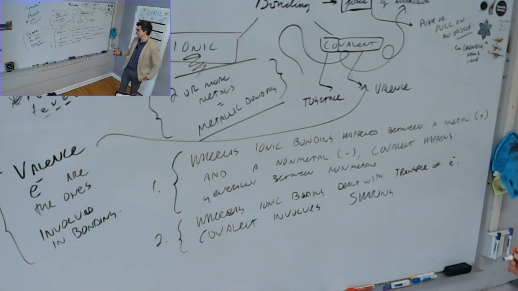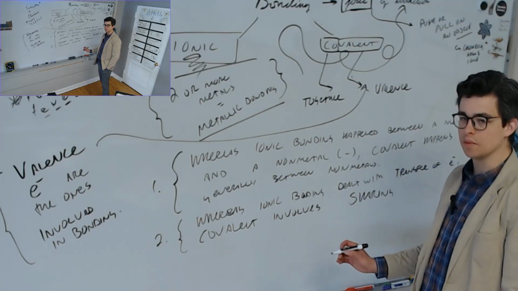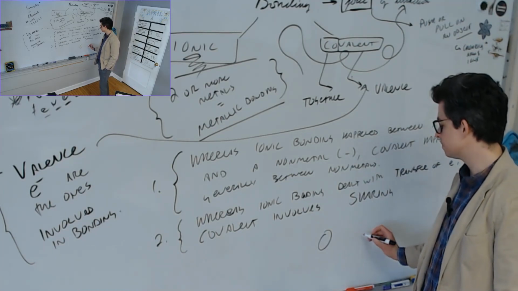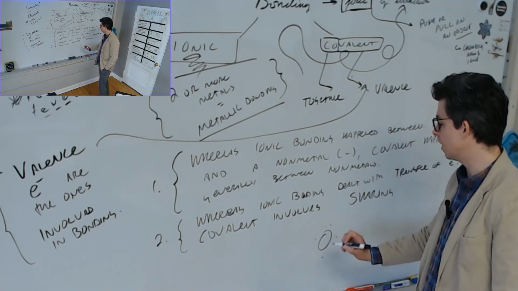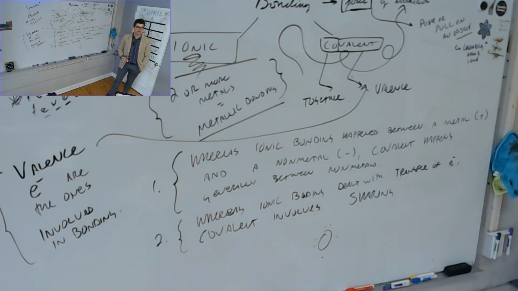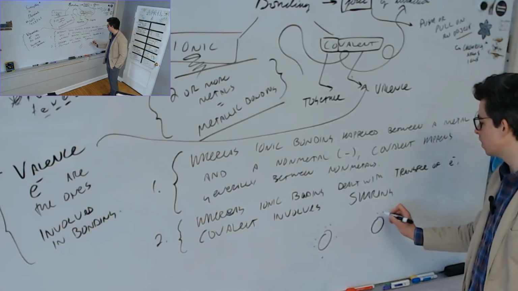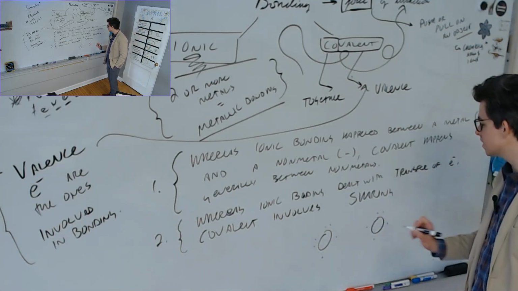So let's diagram that. Let's say we have two nonmetals. Let's say they're oxygens. 1, 2, 3, 4, 5, 6. Why would I draw 6 dots around Mr. Oxygen here? Because it has 6 valence electrons. Let's say we have another oxygen. 1, 2, 3, 4, 5, 6.